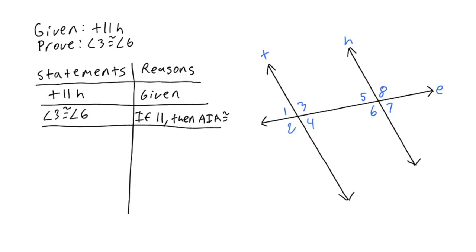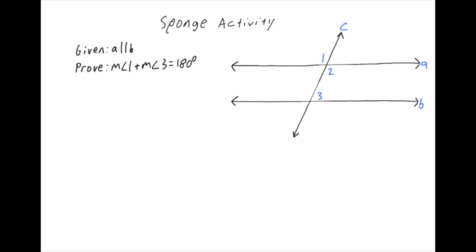Usually you'll have to do about a 4-step proof. Those are usually the average. Sometimes they can be longer, sometimes they can be shorter. Alright, now time for the sponge. Given A is parallel to B, prove that the measure of angle 1 plus the measure of angle 3 is equal to 180 degrees. So write a 2-column proof that proves that.